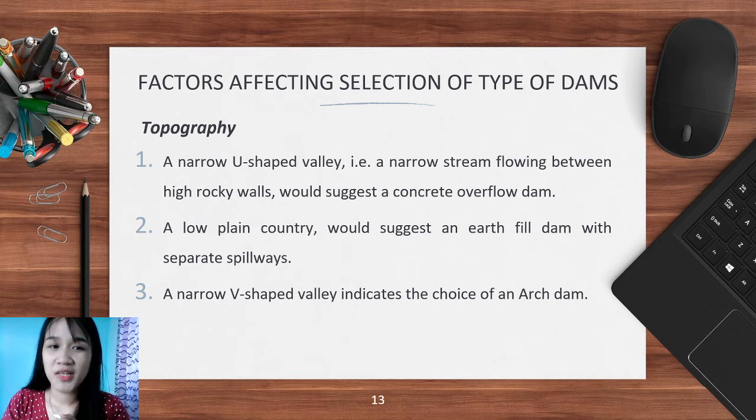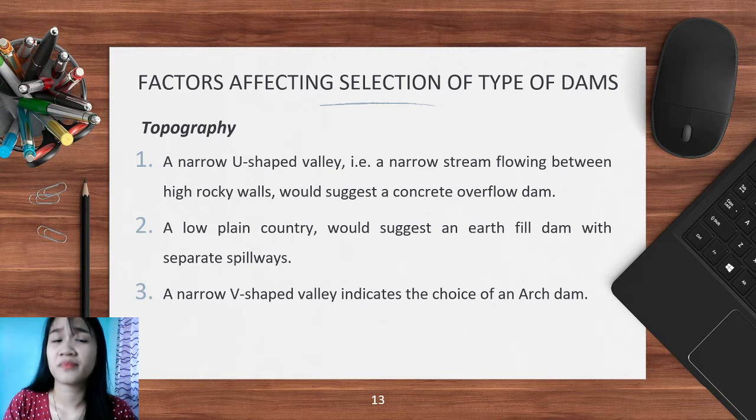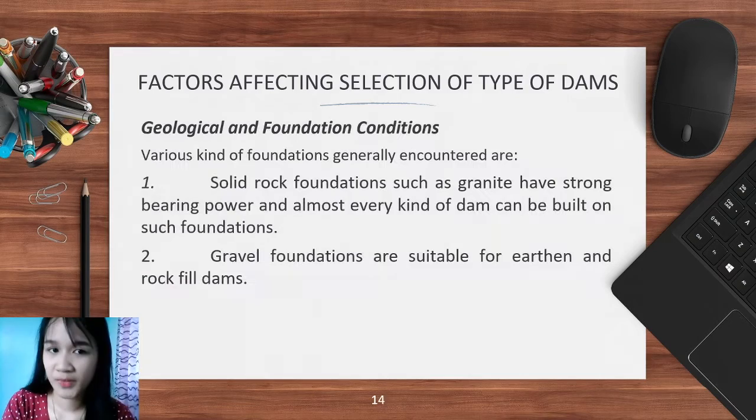So the first one is a narrow U-shaped valley. So a narrow stream flowing between high rock walls would suggest a concrete overflow dam. Two is a low plain country would suggest an earth-filled dam with separate spillway. And the third one is a narrow V-shaped valley indicates the choice of an arch dam.